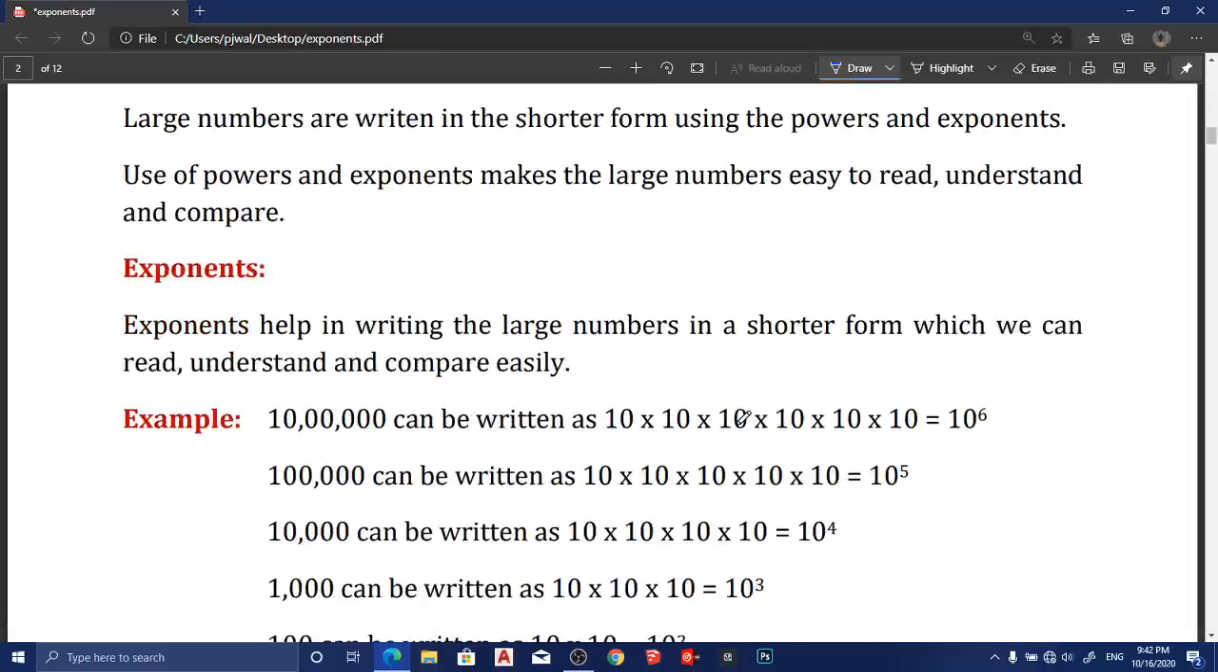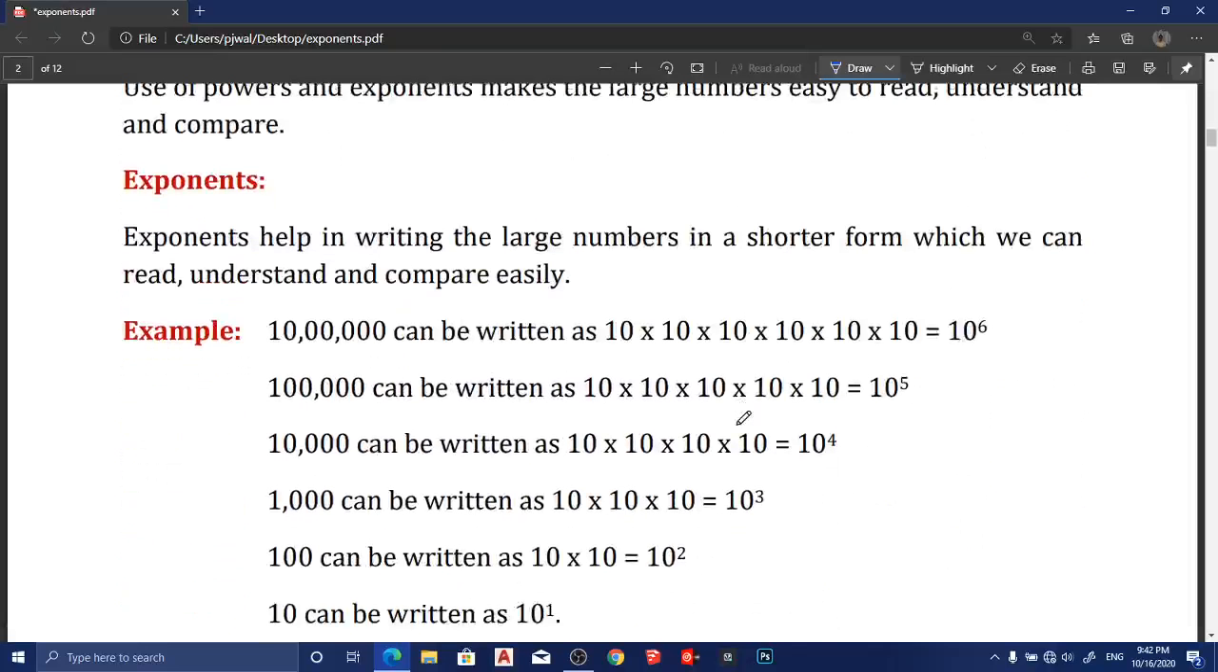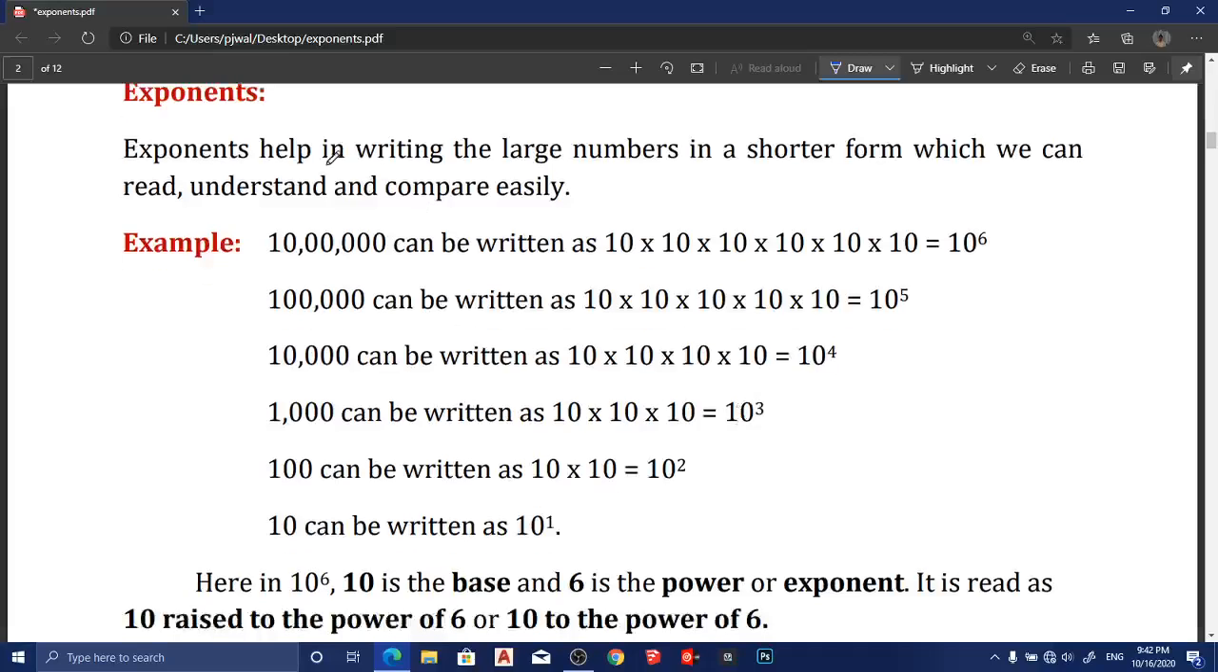So next, what are the exponents? Let's see here. The exponents help in writing the large numbers in a shorter form, which we can read, understand and compare easily. So to compare two big numbers also, these exponents are used. So observe here, this is 10 lakhs, you know that. This 10 lakhs can be written as the product of 6 tens.